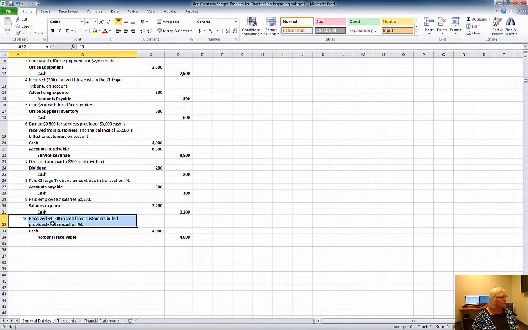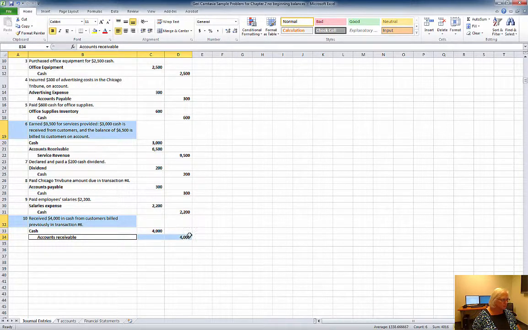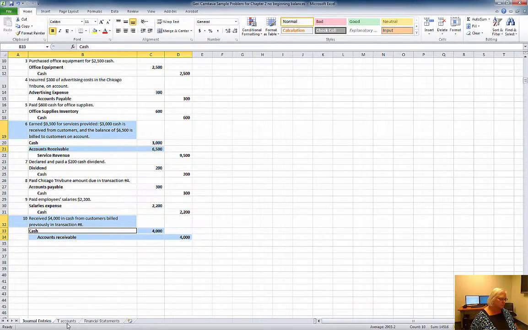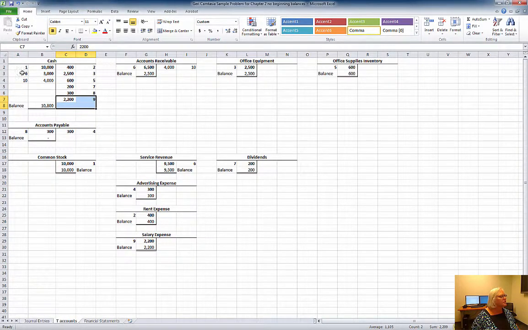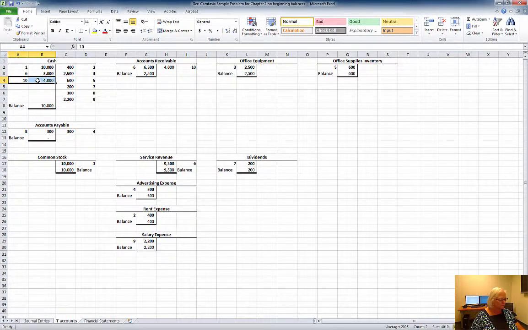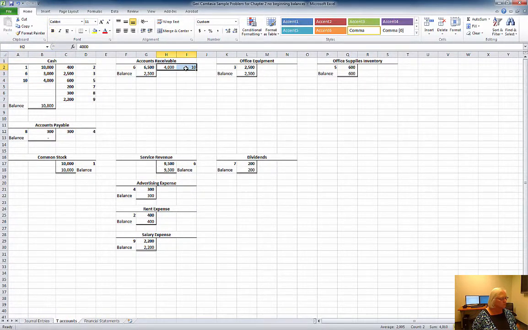Number 10, we received $4,000 in cash from customers that were billed in transaction number 6. Okay, so we billed them for $6,500 and they're paying $4,000. So I'm going to decrease the accounts receivable by the $4,000. Remember, we put in $6,500. Now the customers have paid $4,000 of it. And so we've got to show that we received the cash and debit it for $4,000. So debit cash, right here, $4,000, and credit accounts receivable, $4,000.